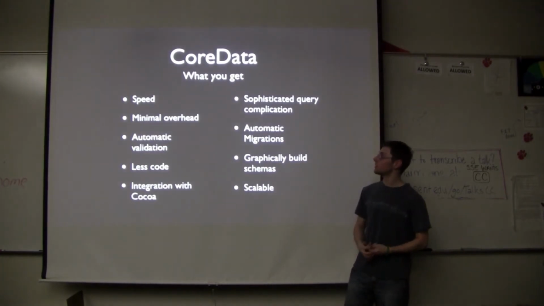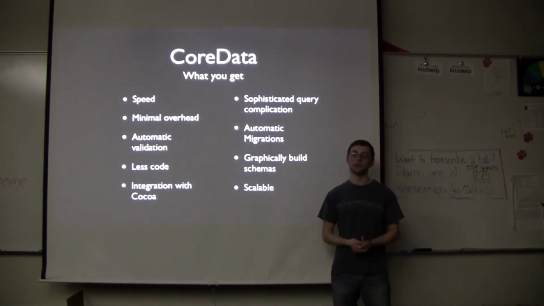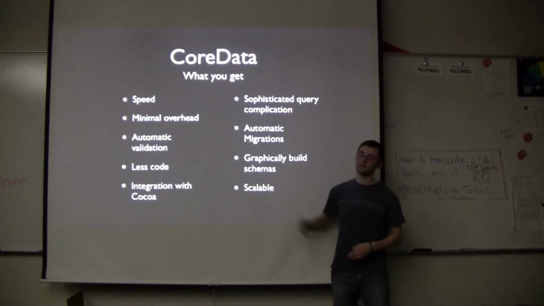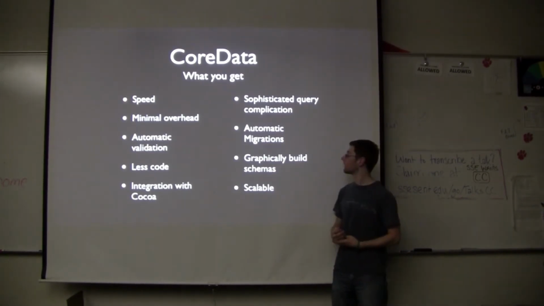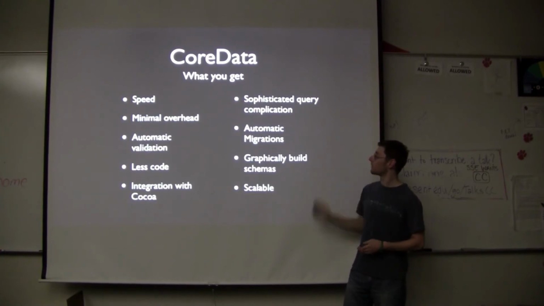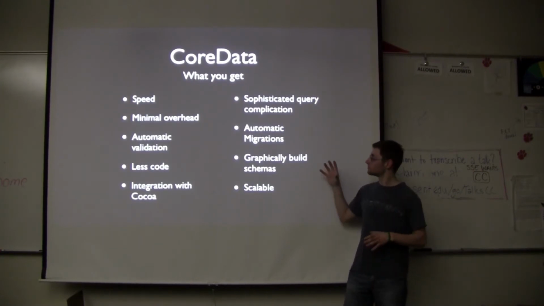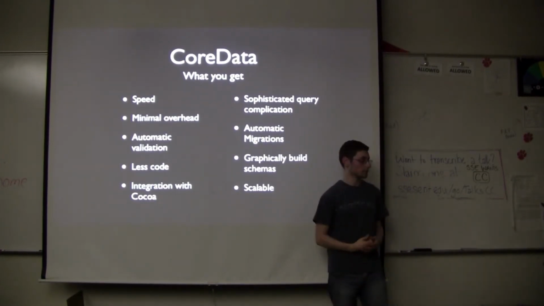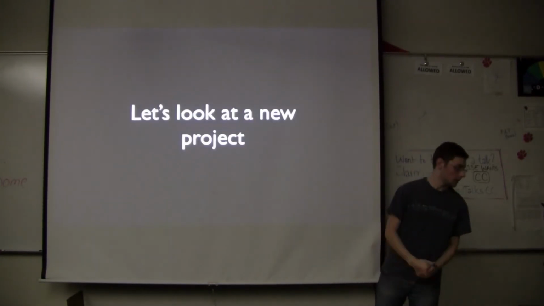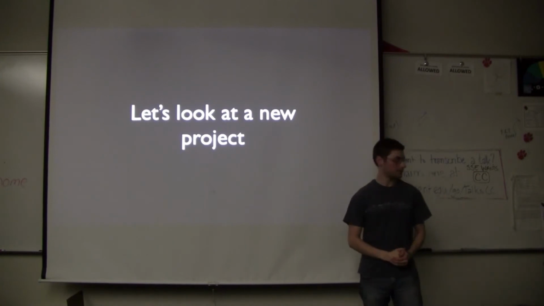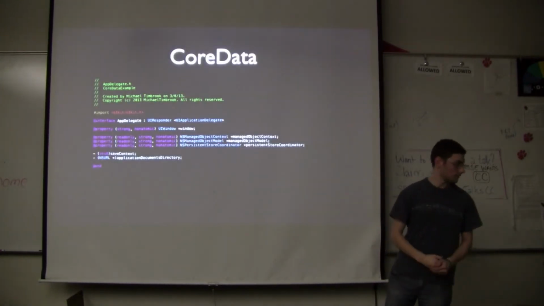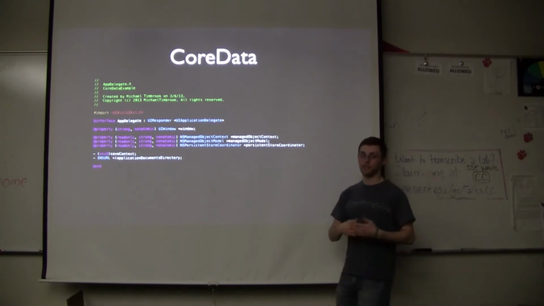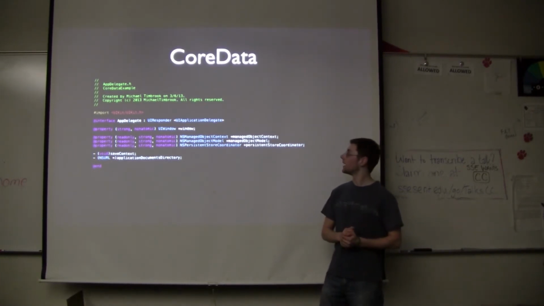Automatic migrations. When you change part of your database and you update your application, you don't even have to think about migrations. It just does it for you. And you can graphically build your schemes, so putting together a relational database is very easy. And it's very scalable. So let's look at a new project that uses CoreData. We've made a new project, we check the use CoreData box, and we get some new things in our app delegate.